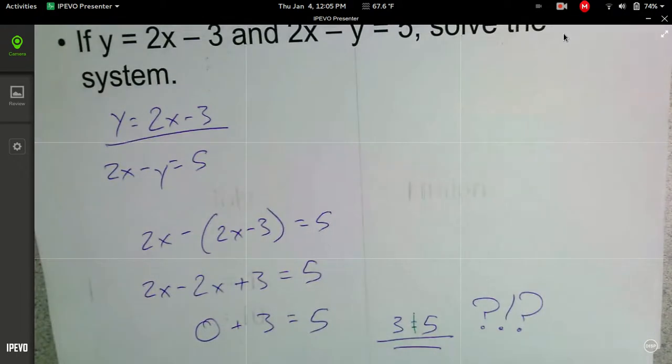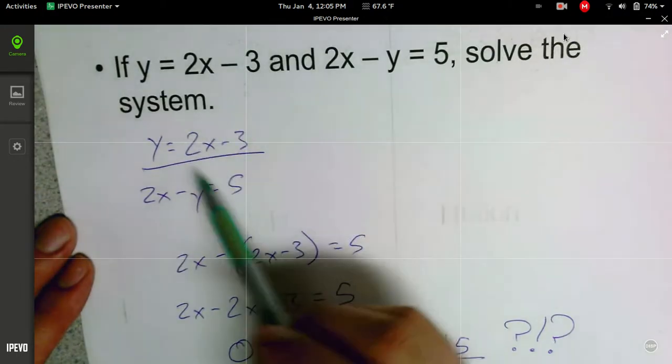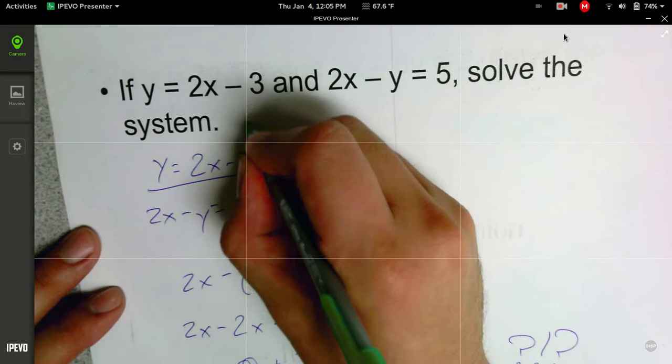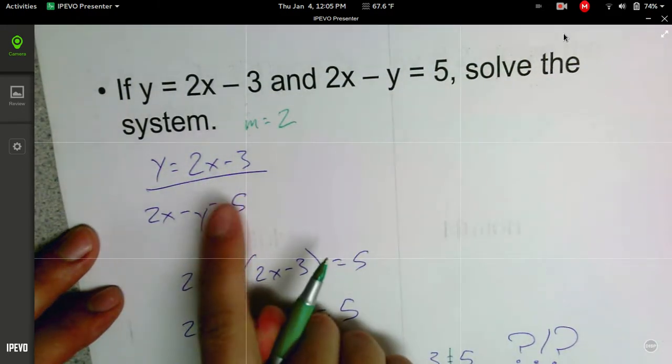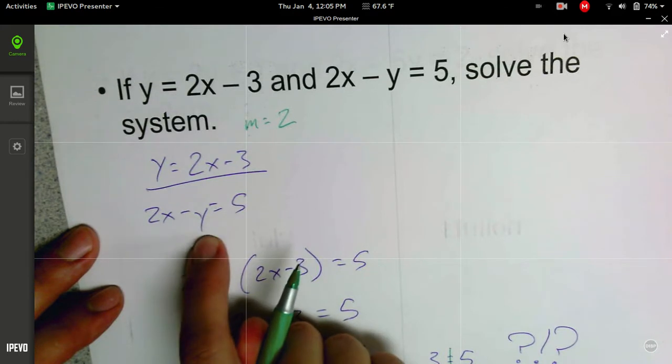But we need to check that. So let's go back to our two lines here. We have y is equal to 2x minus 3. That means the slope for the first line is equal to 2. Let's see if we have a slope of m equals 2 for the second line.